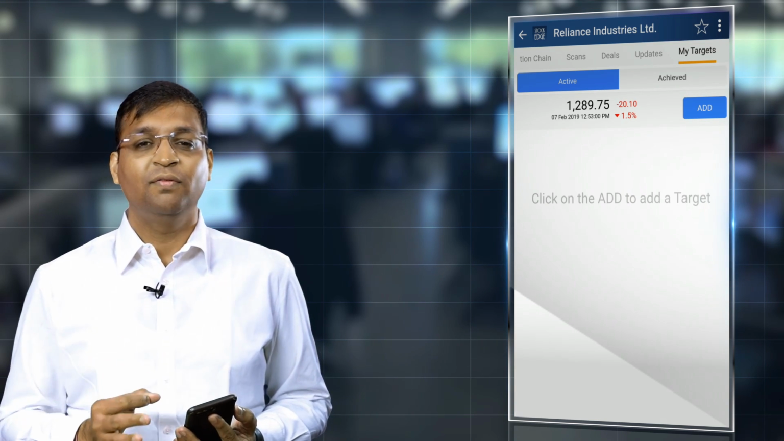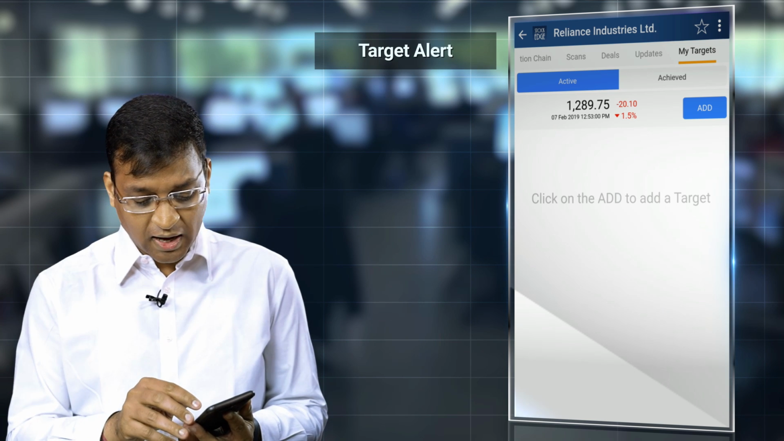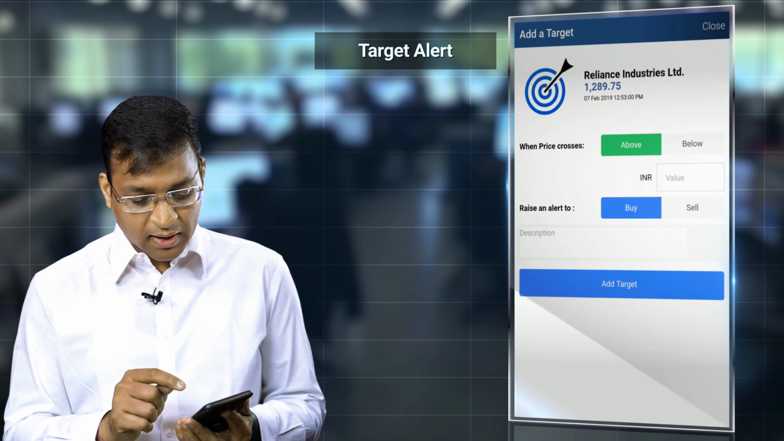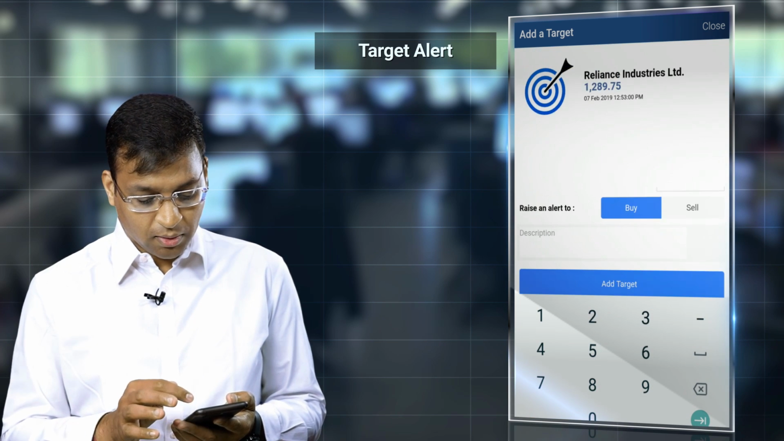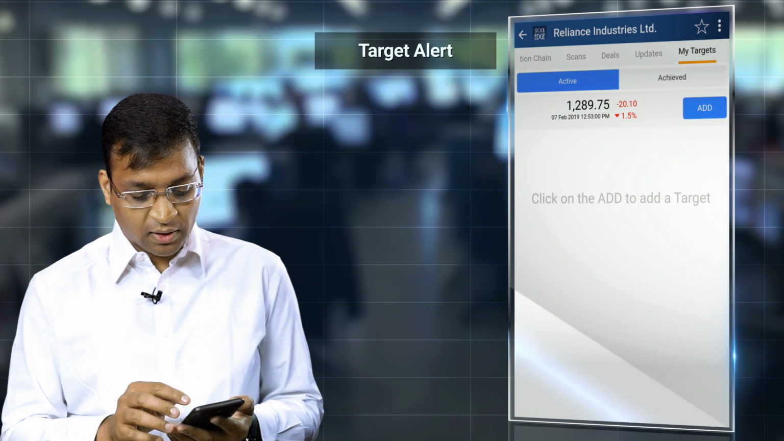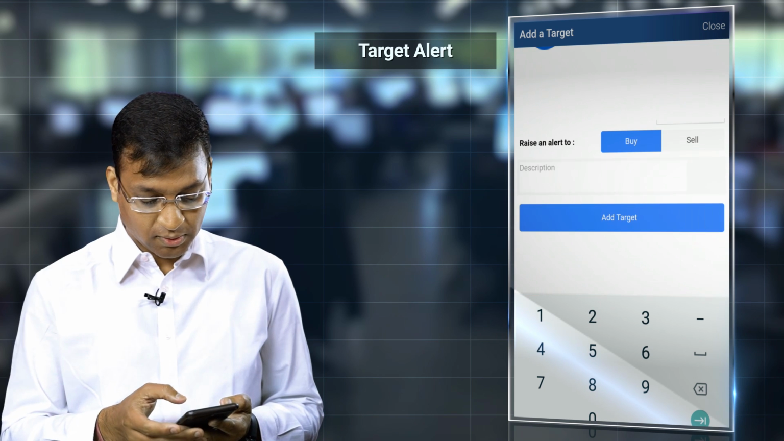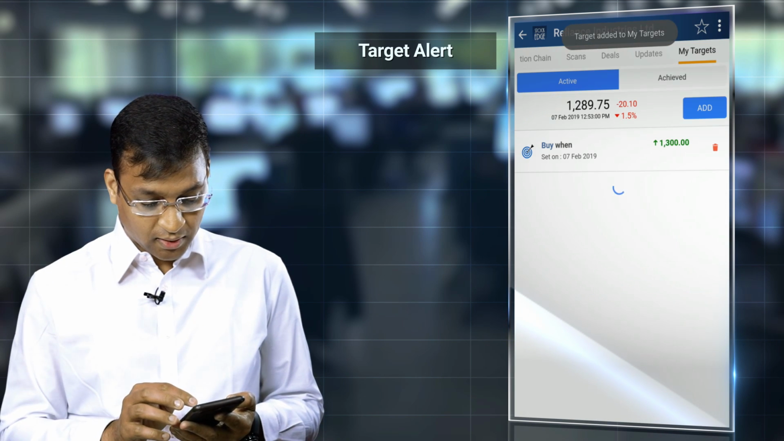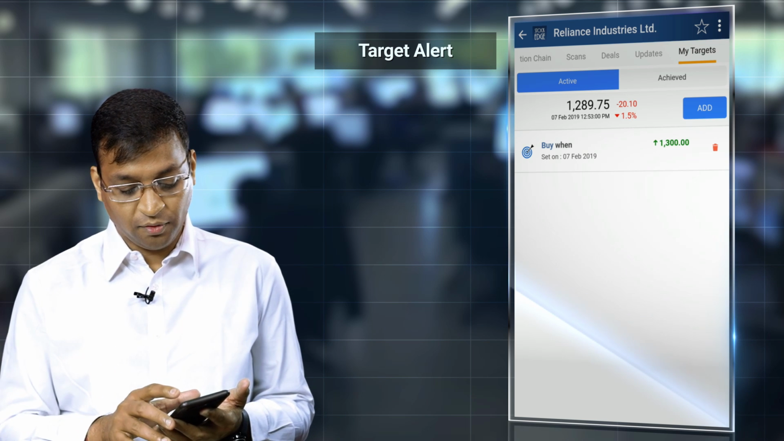And the last is, as a prudent investor, you would not like to buy at every price. You would like to wait until the right price is reached. So you can give an alert. Say I give an alert that you only inform me if the stock actually moves beyond a certain price, and you can add the alert. Sorry, there's a problem here. Yeah, got it. So the alert is there. Whenever the stock crosses 1300, the alert will be triggered.